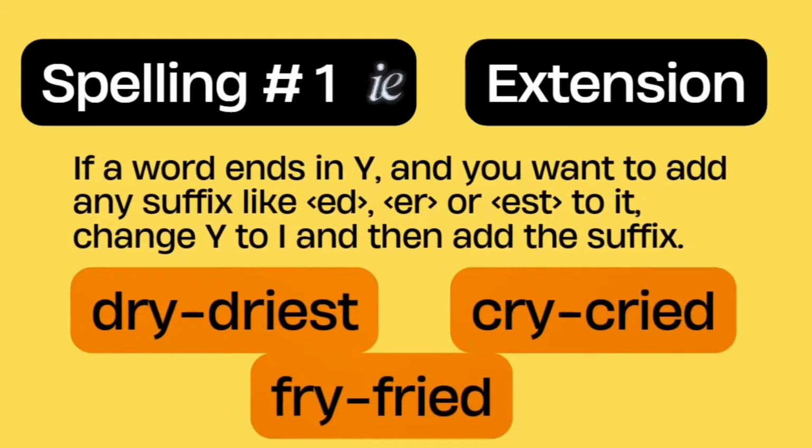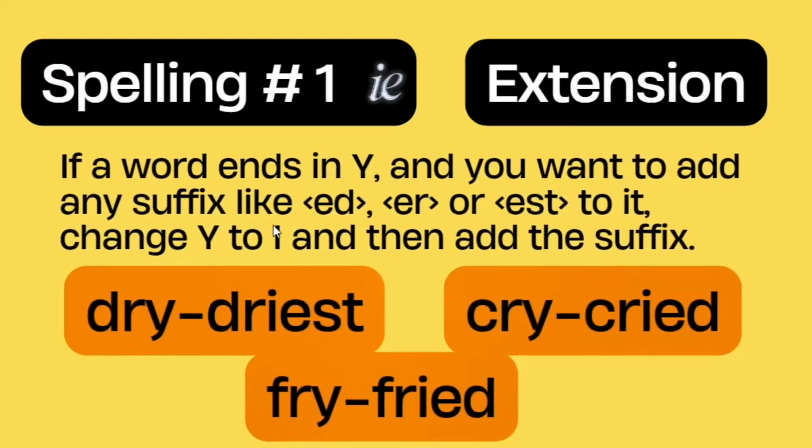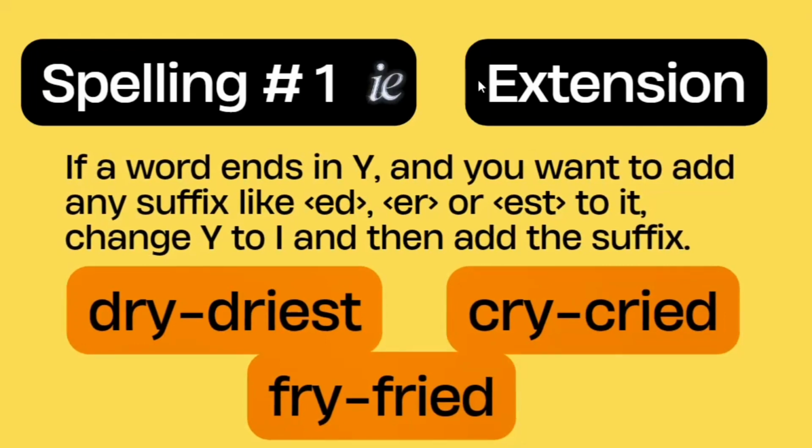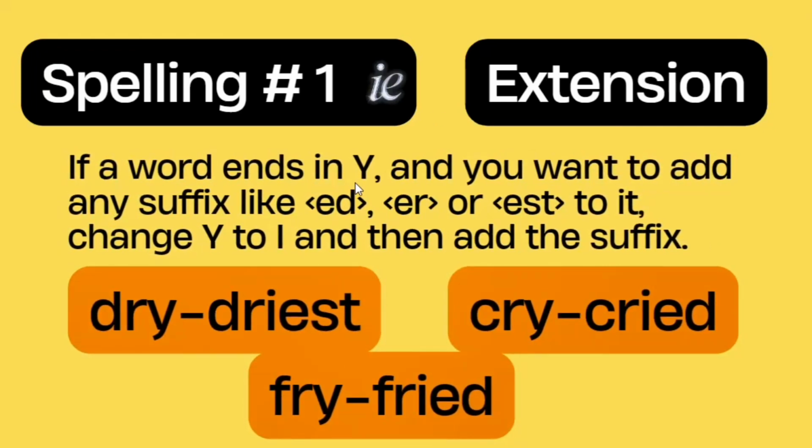But as I told you, after the second spelling I'll give you the extension of the first spelling, right? So here you are. If a word ends in Y and you want to add any suffix like ed, er, or est to it, you need to change y to I and then add the suffix. For example, dry will be driest. You have changed y to I and then you have added est. Cry will be cried and fry will be fried. So you can see that in these words we are adding ed but y is changing to I.